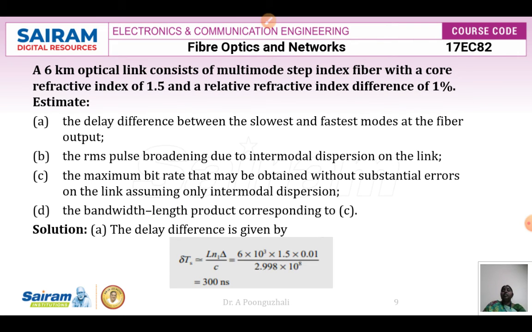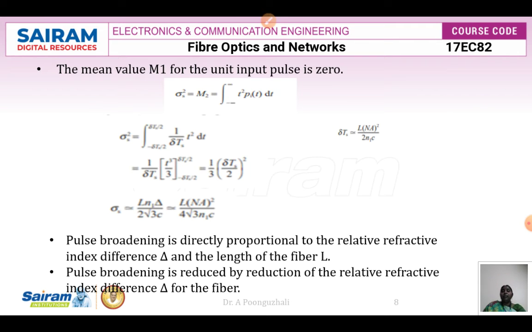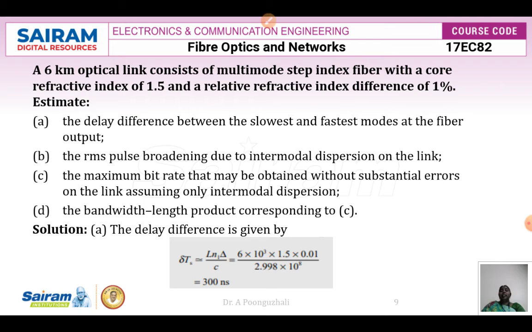So we can say that the pulse broadening is directly proportional to the length of the fiber as well as to the relative refractive index difference. Next, the pulse broadening can be reduced by reducing the relative refractive index difference. If the delta value is reduced, my pulse broadening is also reduced. Here we will see an example: a 6 km optical link which consists of a multimode step index fiber with a core refractive index of 1.5 and a relative refractive index difference of 1%.